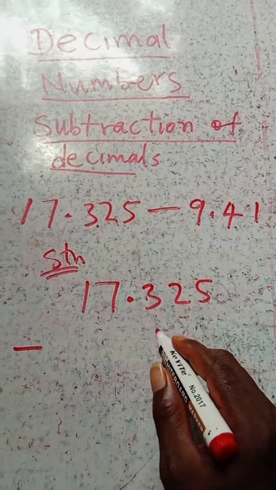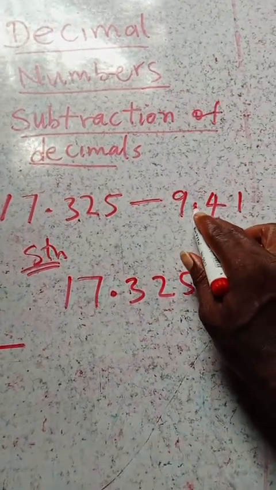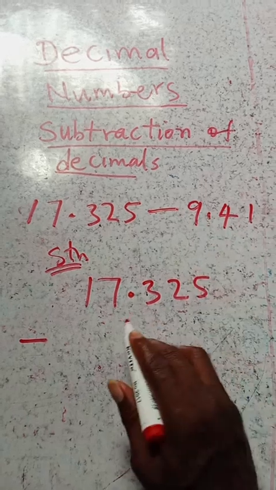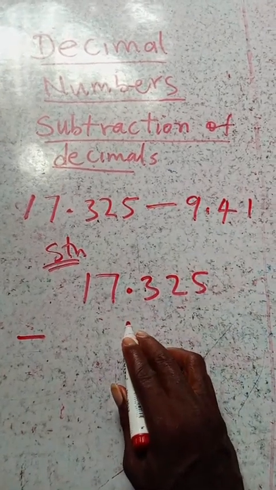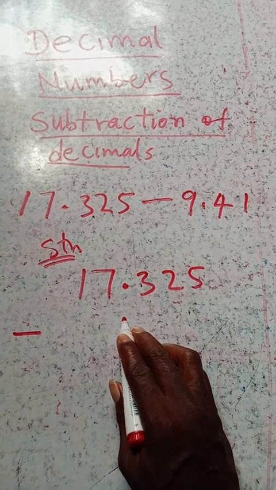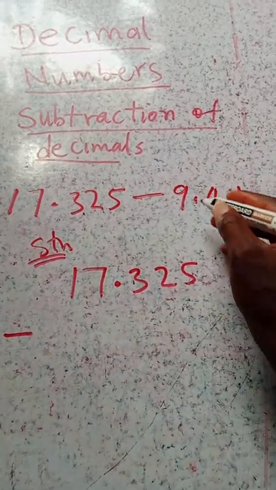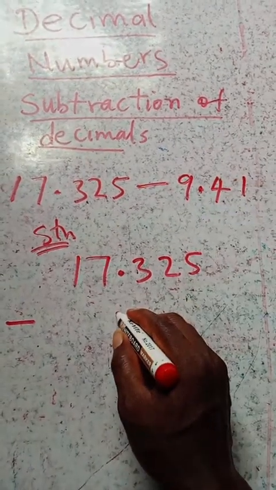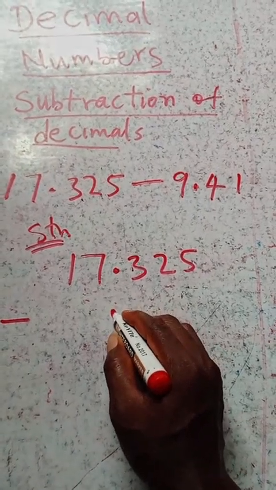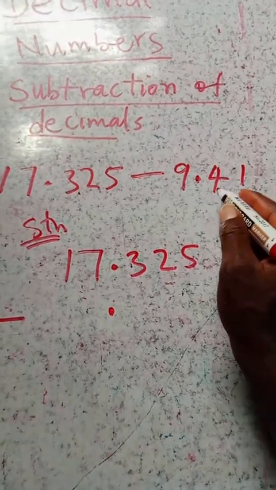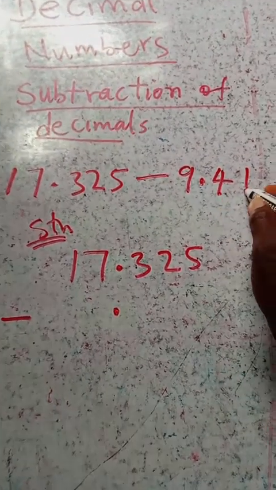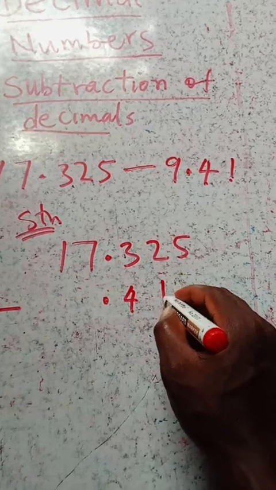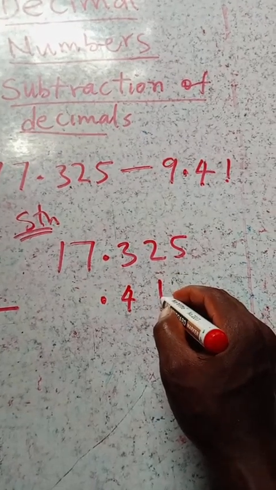Now if you don't want to make mistake, write down the decimal point in such a way that it will be corresponding with the other decimal point you have written in the decimal number. If I were you, I will write the decimal point first so that I will not make mistake. So if I write the decimal point here, to my right is what? 4.1. So I'll write 4 under 3 and then 1 under what? 2. Are you getting it?